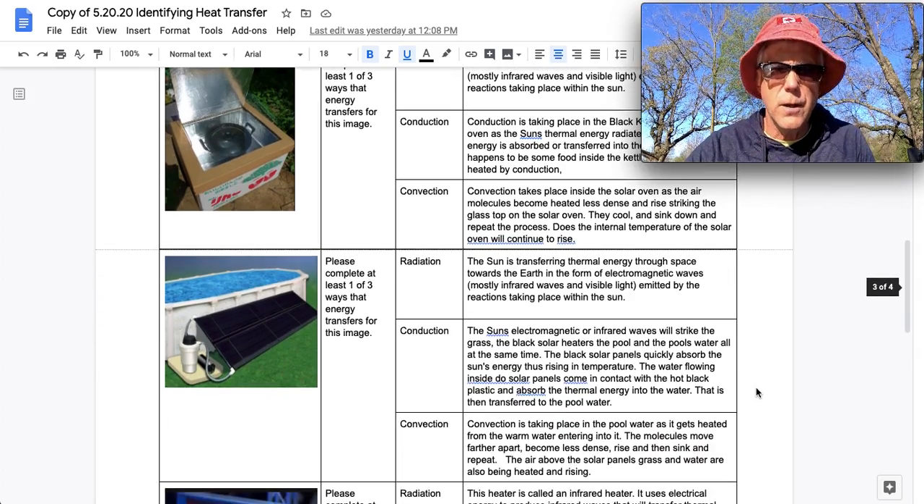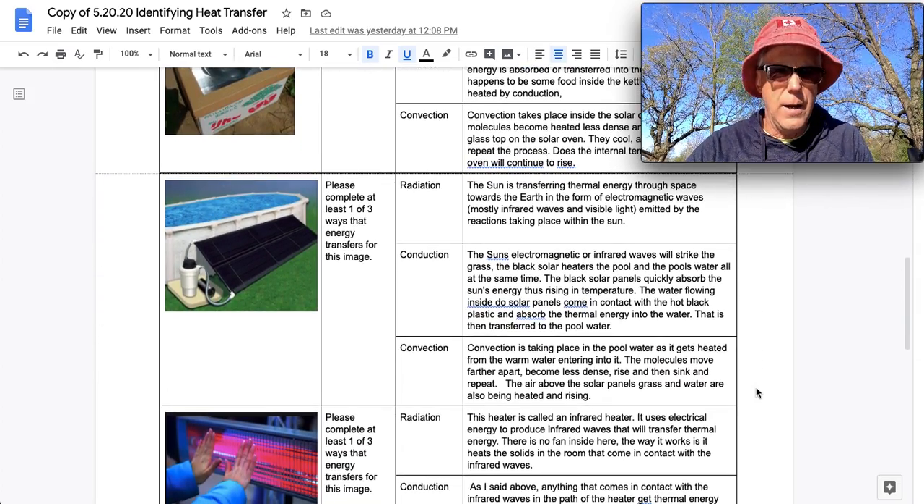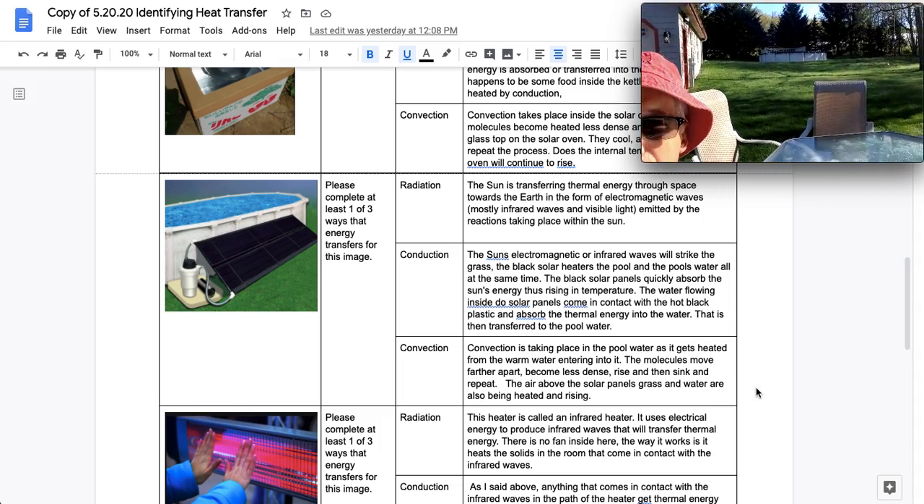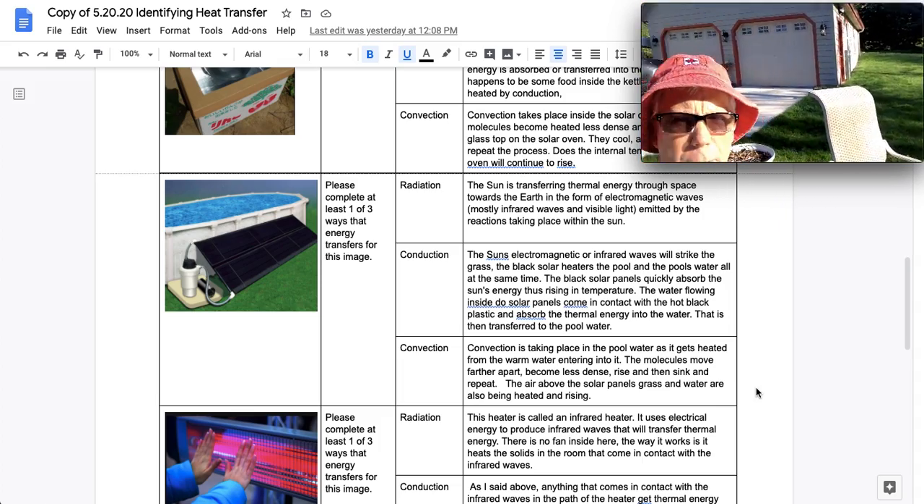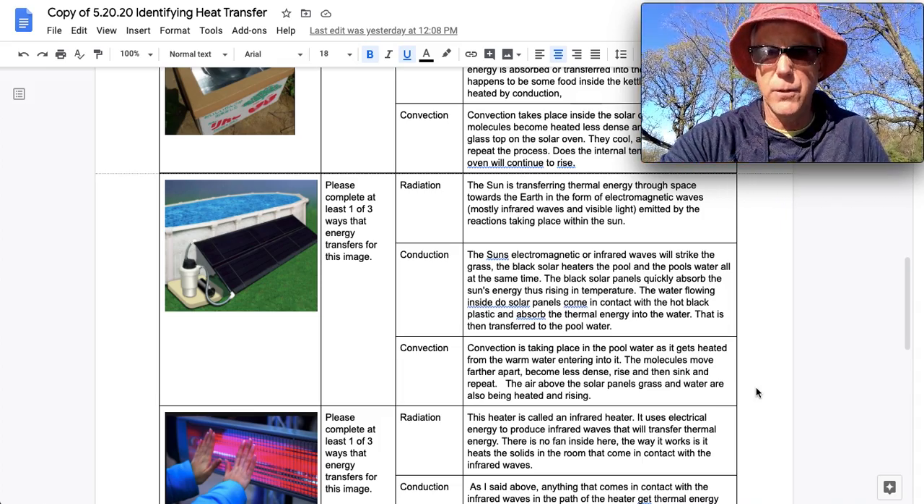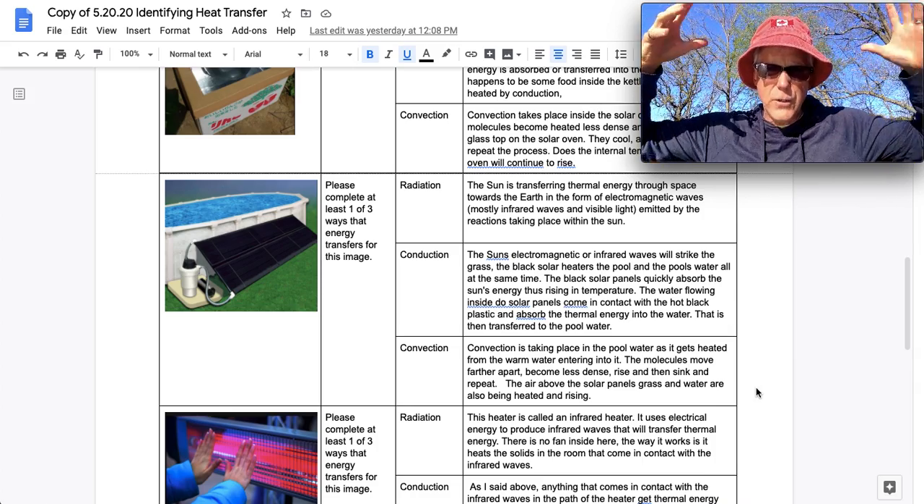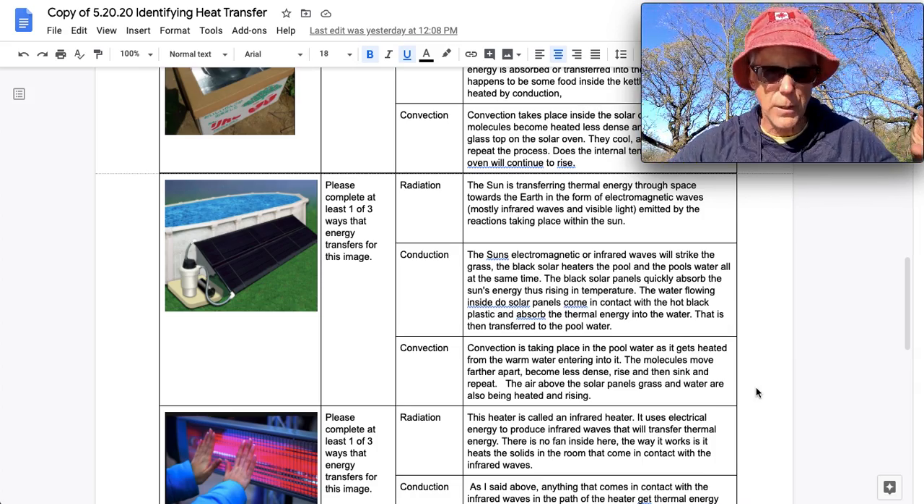The next one is a solar heated pool. I personally have this set up right here on my, well, I can kind of show you maybe. Can you see my pool back there? Yeah, well, my pool back there, I don't have it set up yet, but I have it in the garage. Solar radiation from the sun, same deal.